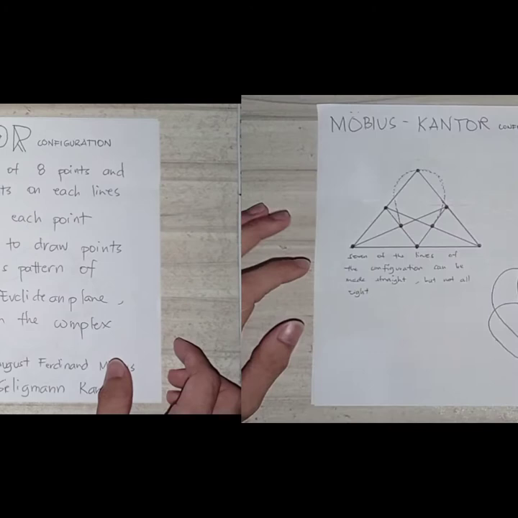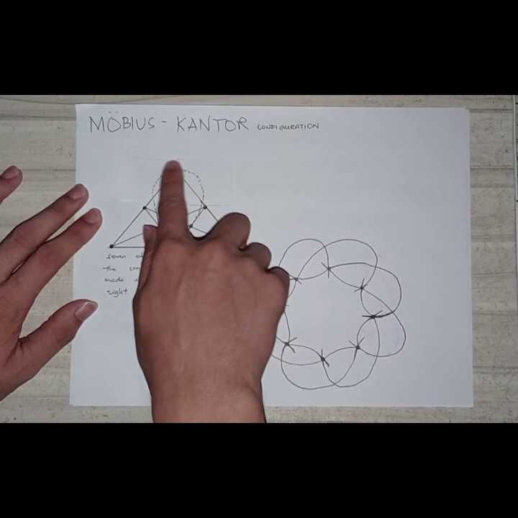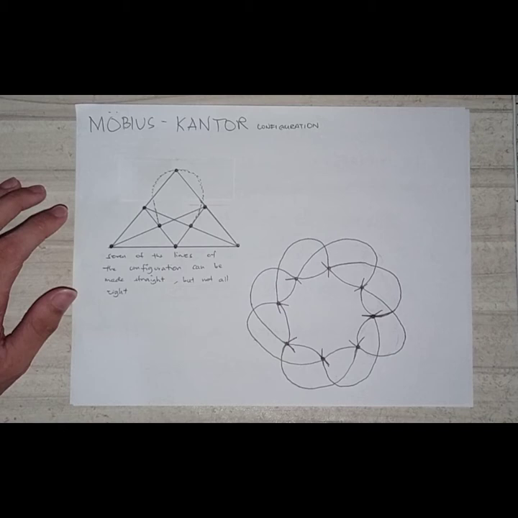So here we have two examples of a Möbius-Kantor configuration. The first one has 7 of its lines made straight and the 8th being a curve. And here we have all of the lines being curved. According to the description, it consists of 8 points and 8 lines with 3 points on each line and 3 lines through each point.